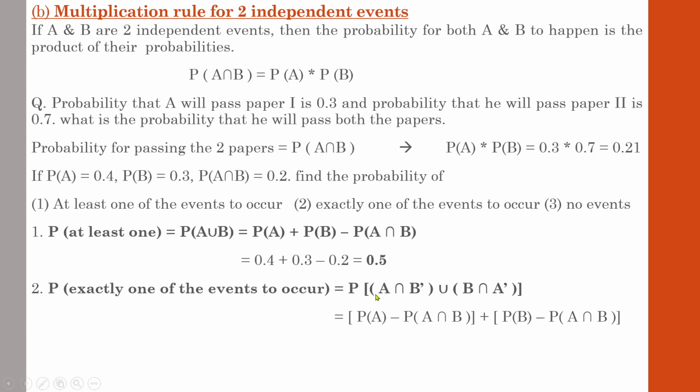So we have expanded these two areas. I think now we can directly substitute the values, because P of A is given, P of A intersection B is already given in the question, P of B is also given, and again P of A intersection B is repeating. So just substitute the values in the equation, and you will get 0.3.